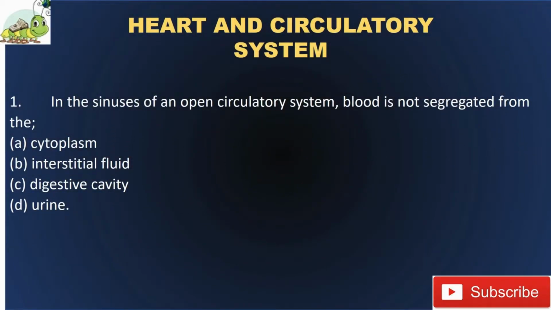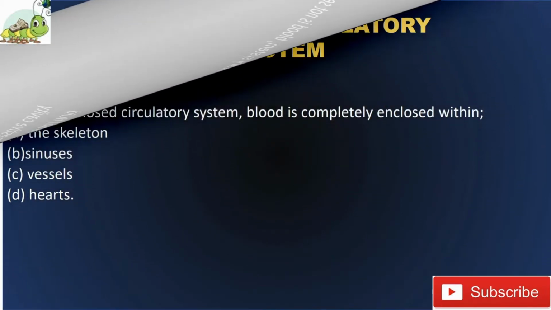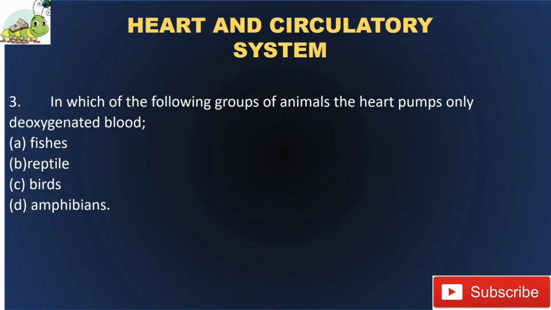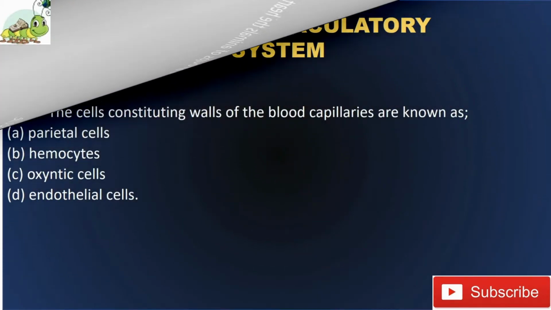Question number 1. In the sinuses of an open circulatory system, blood is not segregated from the cytoplasm, interstitial fluid, digestive cavity, urine. Question number 2. In a closed circulatory system, blood is completely enclosed within the skeleton, sinuses, vessels, hearts. Question number 3. In which of the following groups of animals the heart pumps only deoxygenated blood? Fishes, reptile, birds, amphibians.